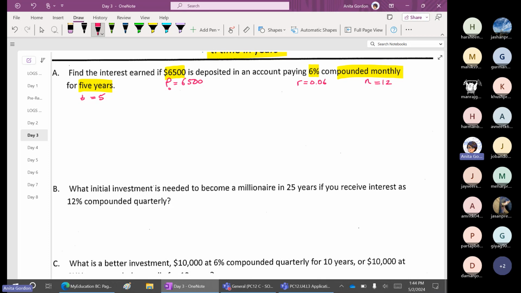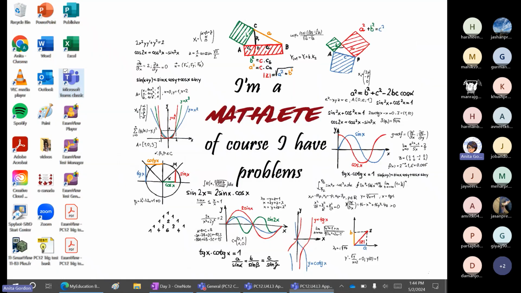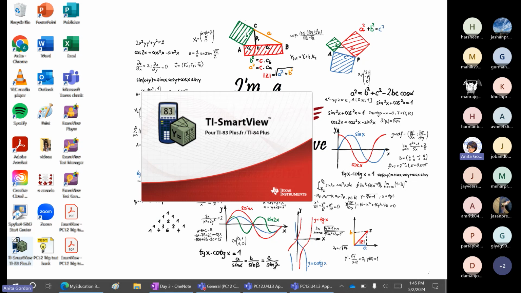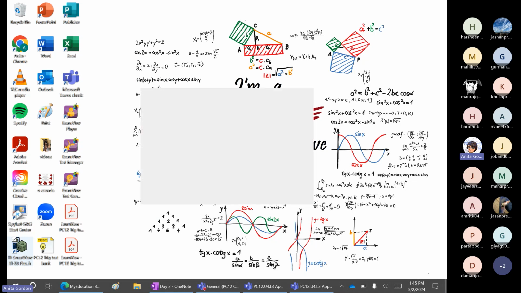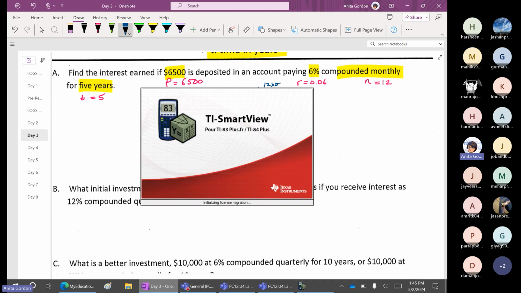Okay, we have all the pieces of our puzzle. We're going to put it into the equation that they gave us at the top. So my investment value is going to be 6,500 times 1 plus 0.06 over 12 to the power of 12 times 5. I'm going to give you guys a head start here while I pull up my graphing calculator. It takes a minute to load. Simplify the exponent first, right? Do 12 times 5. Type it in very carefully.